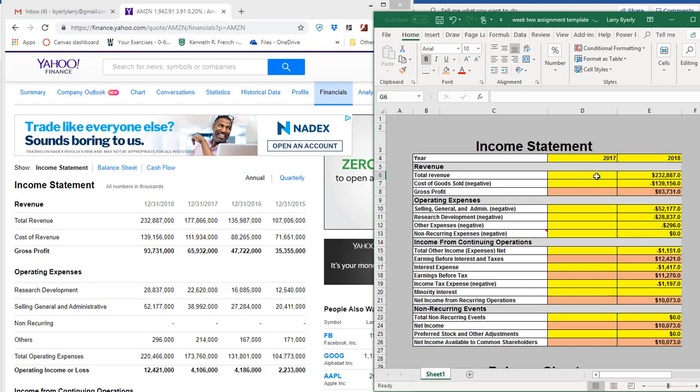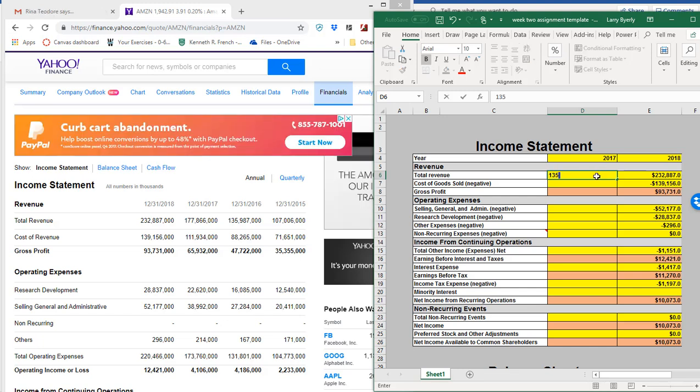So I need to go to 2017. And of course, you look at the revenue. I don't include the zeros. In ratio analysis and this type of information gathering exercise, it's all about dividing. So you don't need all the zeros. So it's 135,987. And then cost of revenue, 88,265. Oops, I'm sorry, wrong one, wrong column.